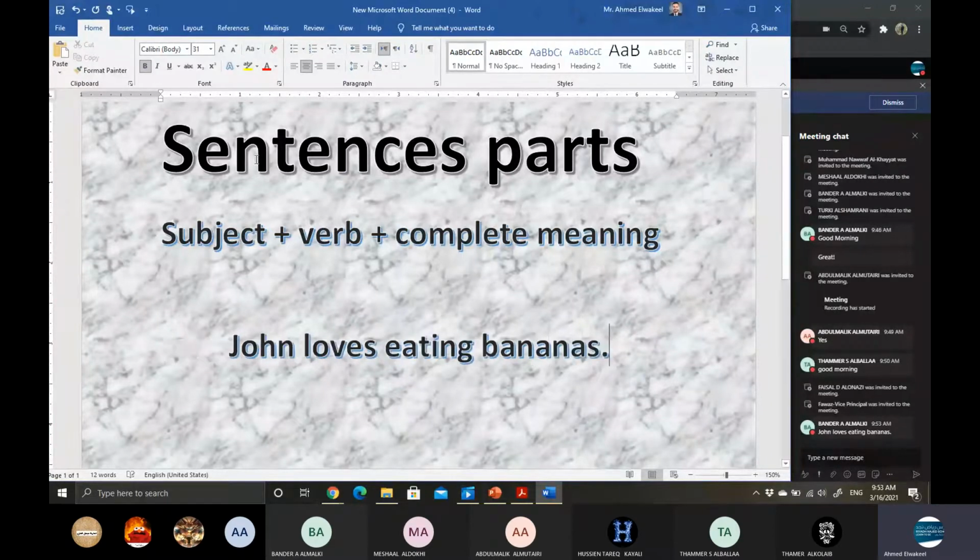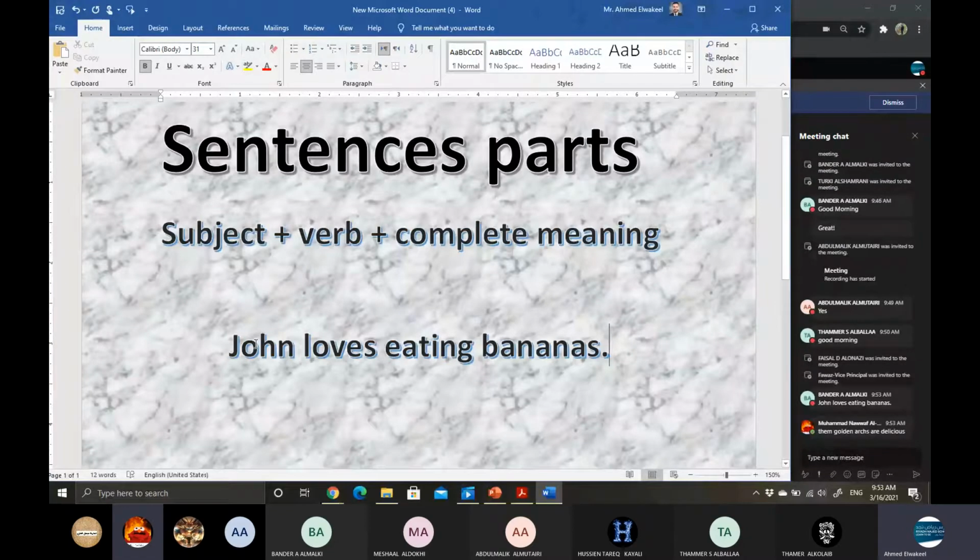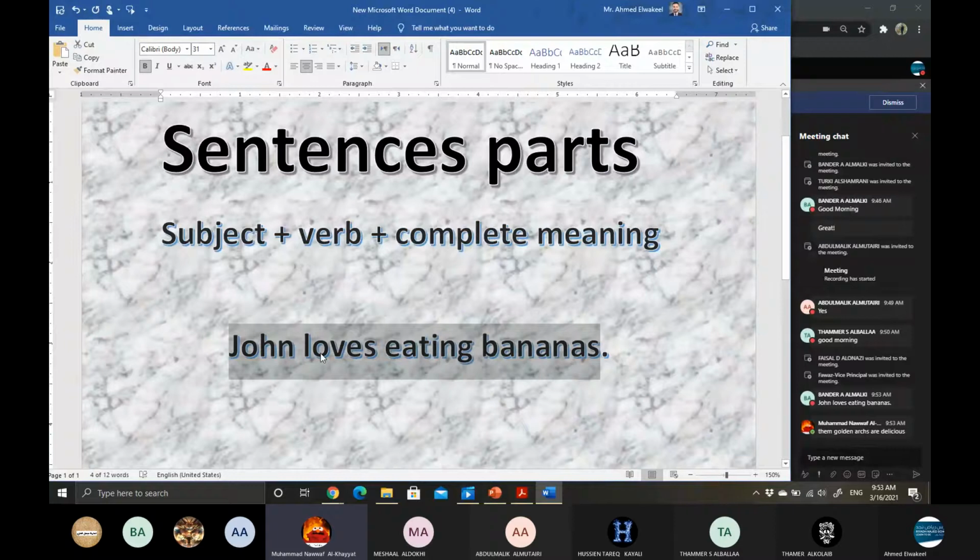Okay. Muhammad al-Khayyat, what do we have in this sentence? Subject, verb, I think. I don't know what loves is. I think it's a verb. Yeah, here John is the subject, loved is a verb, eating is a verb, and also bananas. Okay. The object. So we have the three parts.